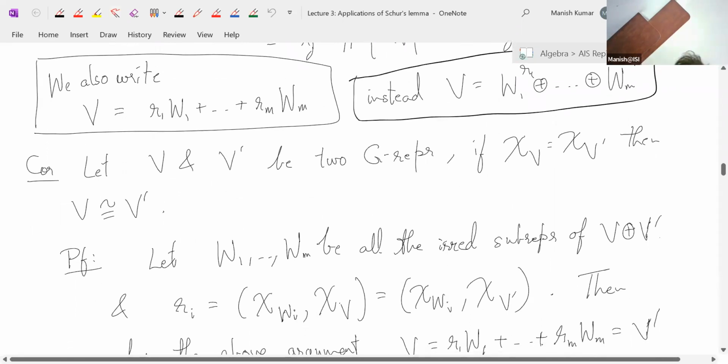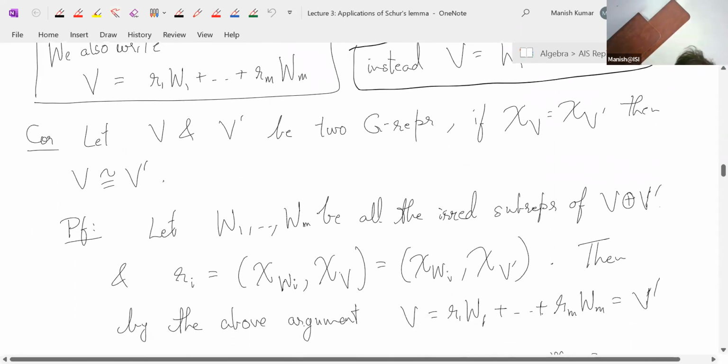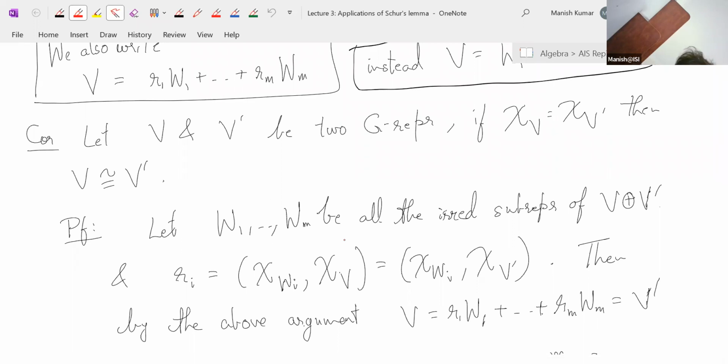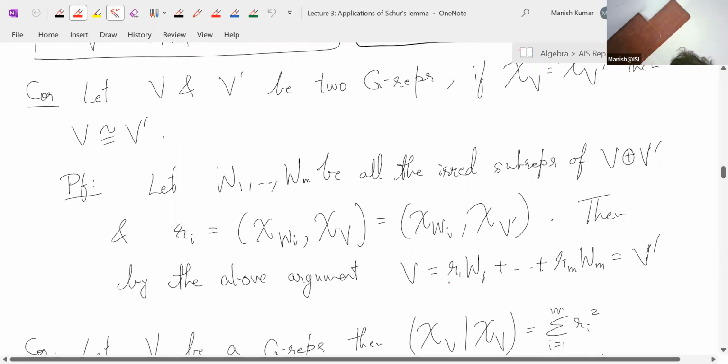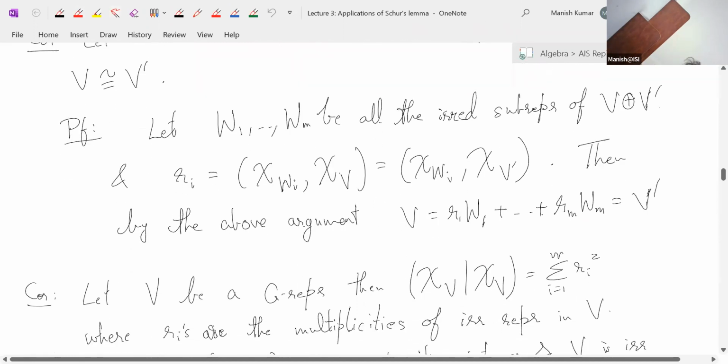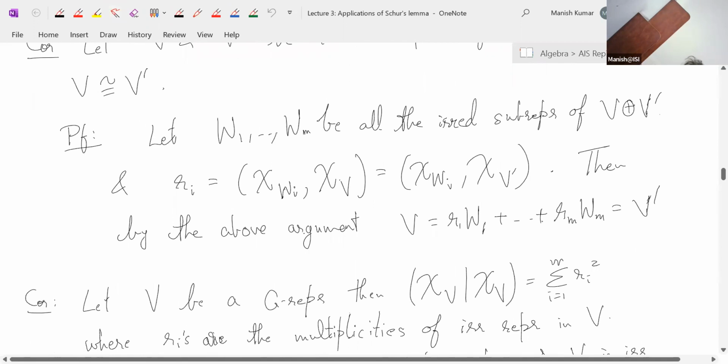So I guess I should write the justification I gave. Let W1 to Wm be all the irreducible sub-representations of V plus V prime. Then take Ri equals chi Wi comma V, and that is the same as chi Wi comma V prime. Then by the above argument, we get that V is R1 W1 plus up to Rm Wm, which is the same as V prime, and hence they are isomorphic. Okay, so that completes the corollary.